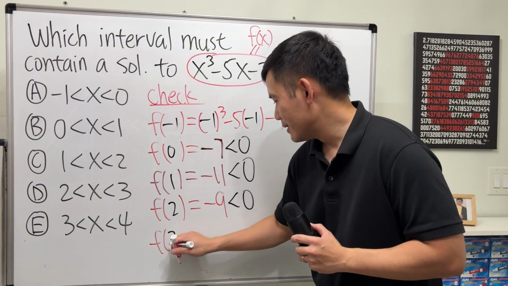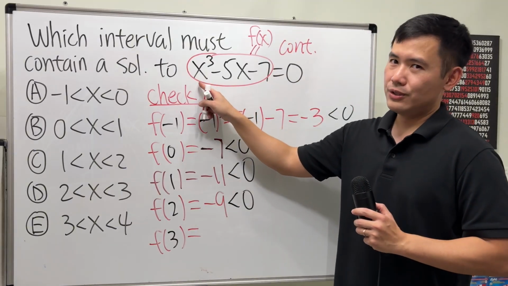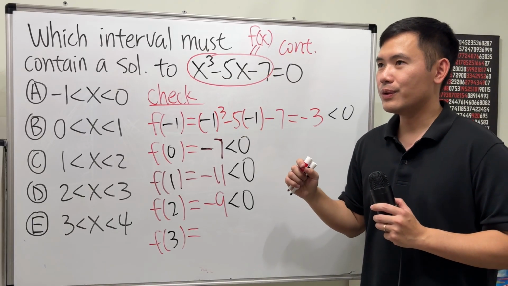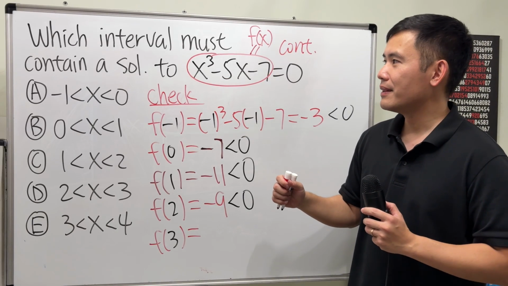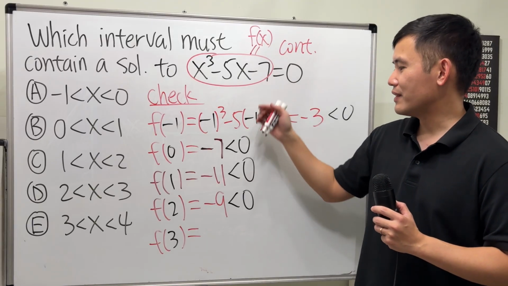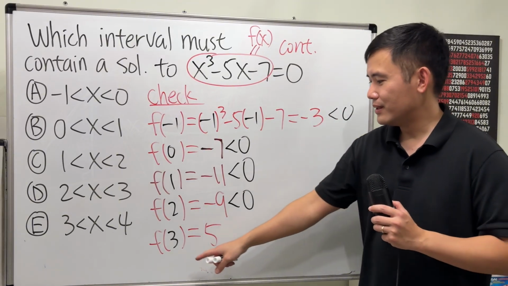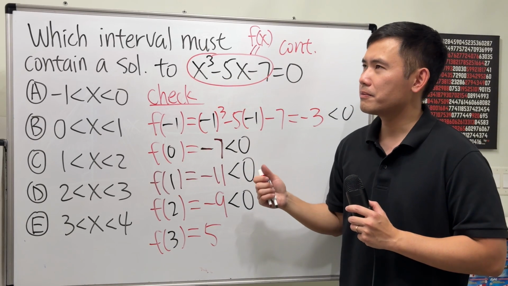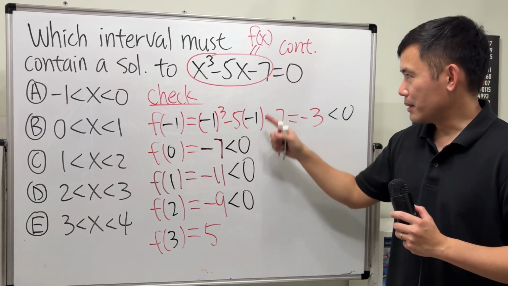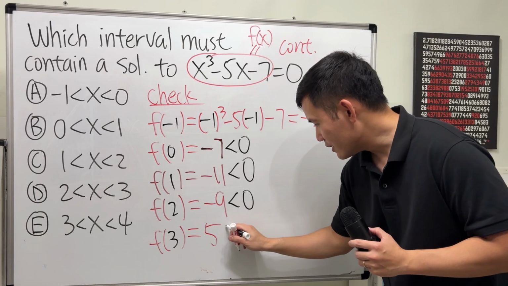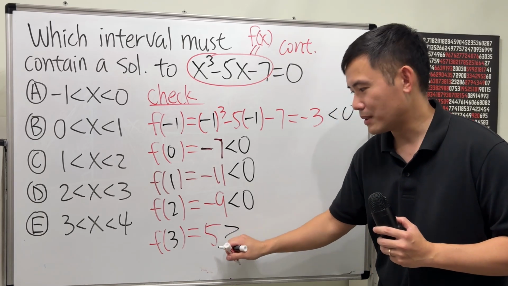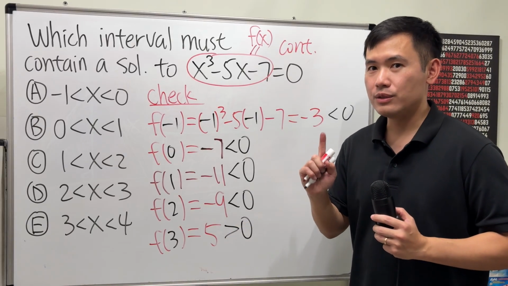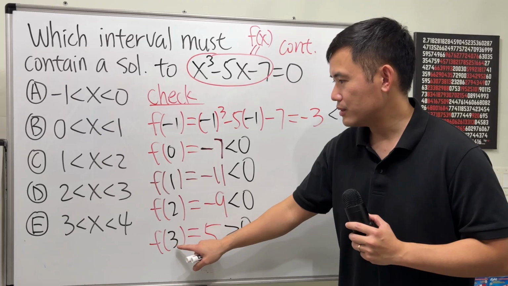F of 3. 3 to the third power is 27. Minus 15, so it is 12. 12 minus 7 is 5. 5 is positive. I don't care what this number is, I just care about it being positive. So in fact, we know that there must be a solution between 2 and 3.